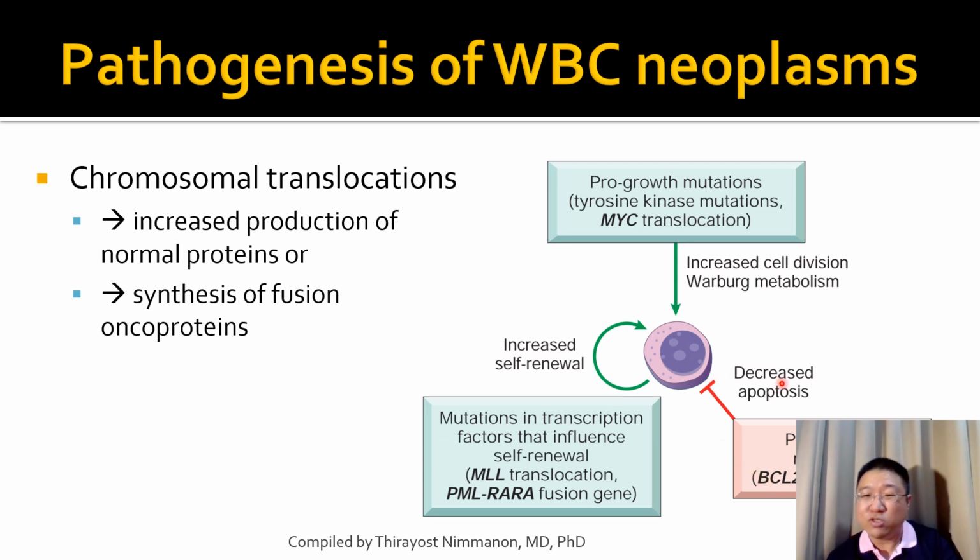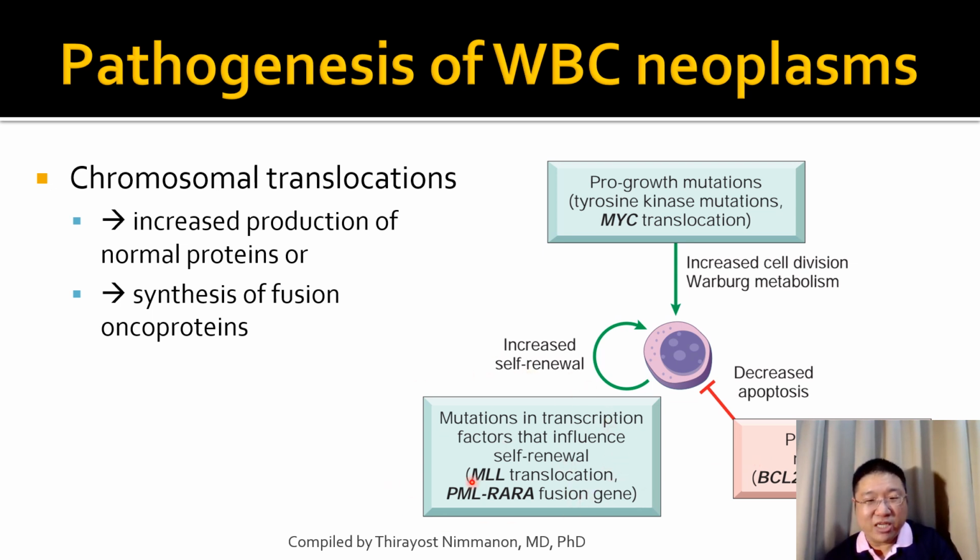So the cells will grow as usual, very slowly, but the cells just never die. So if we compare between these two, we expect that Burkitt's lymphoma will grow very fast, will be very aggressive because the proliferation is very high. On the contrary, in follicular lymphoma, the pathogenesis is not increased proliferation. So the cells grow slowly, but they just don't die. So the tumors will be indolent.